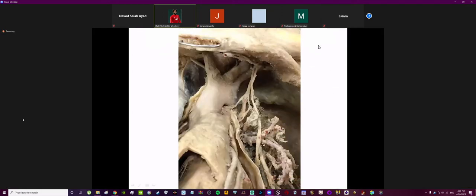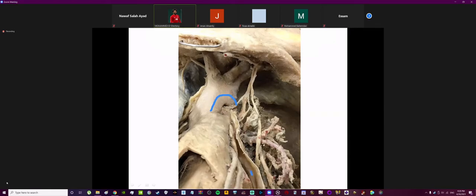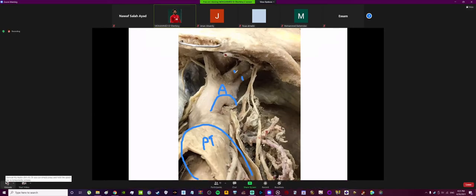Who can imagine this view? This is also the arch of aorta. This is the arch. This is the heart. This is the pulmonary trunk. And this is the arch of aorta. Who can tell me the branches of the arch from the left to the right? Number 1? Left subclavian artery. Excellent. Number 2? Left common carotid. Number 3? Brachiocephalic. Excellent.